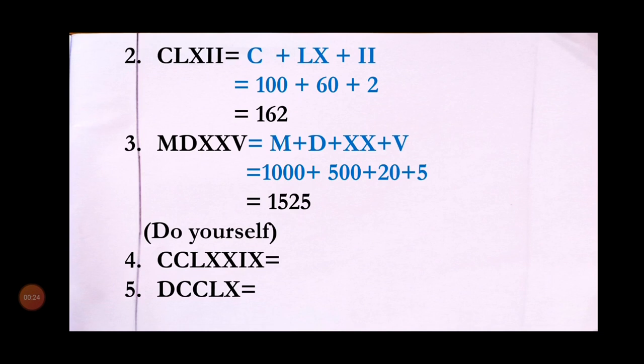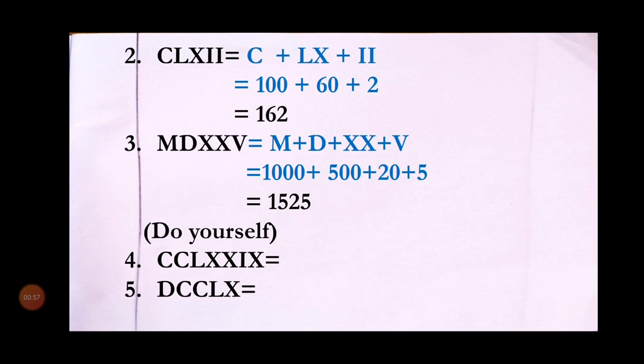Third one, MDXXV is equal to M plus D plus XX plus V. M is equal to 1000, D for 500, XX for 20, V for 5. So 1000 plus 500 plus 20 plus 5. If we add all together, we get 1525.